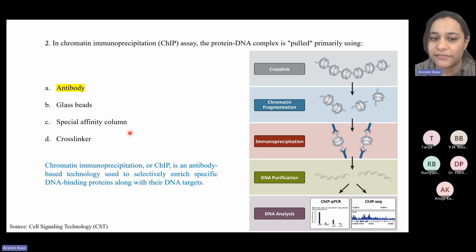As for the special affinity column, it is one of the terms that has been picked from DNA sequencing, right? So as to create a little confusion over here. But crosslinker, antibody and glass beads are definitely a part of the ChIP assay. Crosslinkers are used in the very first step, wherein they are fixing a particular protein to a chromatin, and antibodies are used in this particular step, which is immunoprecipitation. Glass beads, I will verify this and I'll get back.